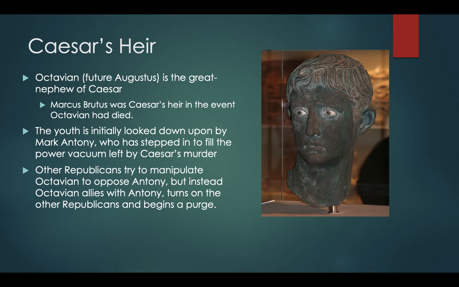And the other reason Antony had looked down upon him was that when there was a power vacuum after Caesar's murder, Antony was consul that year. Caesar had picked him, and he stepped in to fill that power vacuum. Other Republicans, like Cicero, try to manipulate Octavian to oppose Antony, but Octavian is smart enough to realize, and Cicero was stupid enough to say, that once they get rid of Antony, they're going to get rid of Octavian too. Octavian changes sides. He allies with Antony, they form the Second Triumvirate, and they turn on the other Republicans and begin a purge, which leads to, among others, Cicero's death.